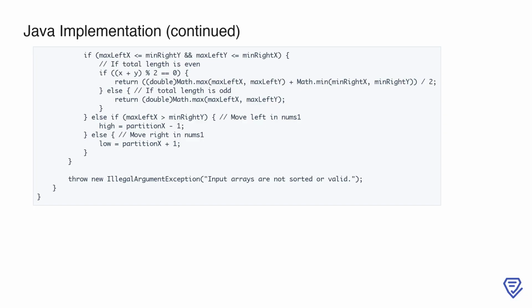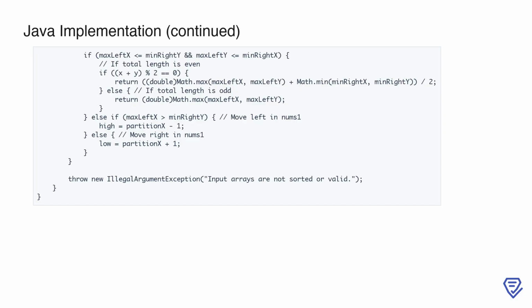Now, we check if the partitions are correctly placed. If the largest value on the left side of nums1 is less than or equal to the smallest value on the right side of nums2, and vice versa, then we have found the correct partition. At this point, the median can be determined based on the total number of elements in the combined arrays. If the total length is even, the median is the average of the maximum value from the left side and the minimum value from the right side. If the total length is odd, the median is simply the larger value from the left side of the partitions.